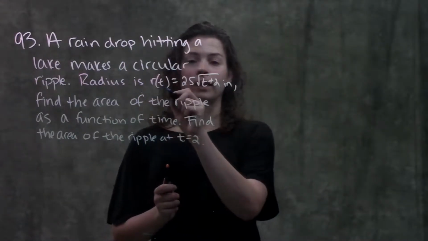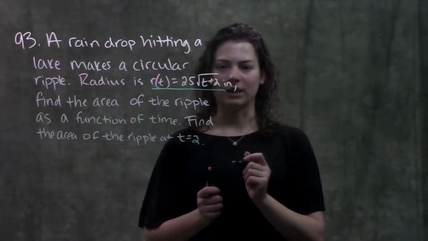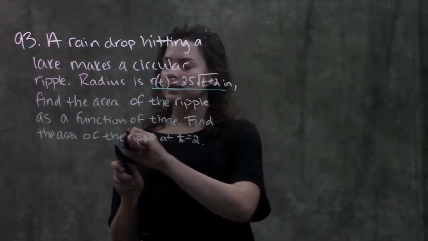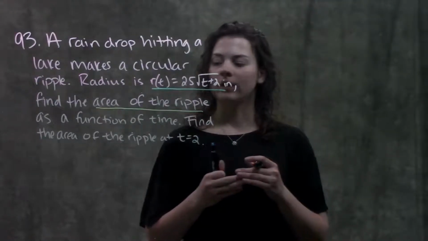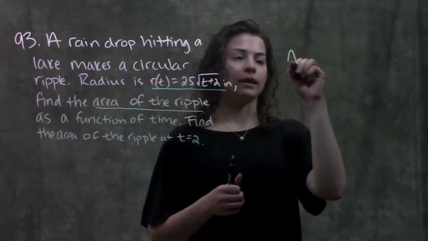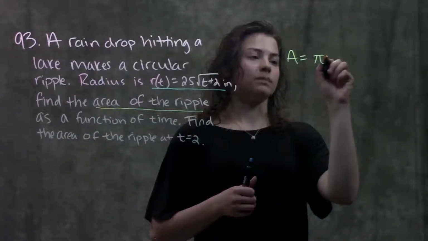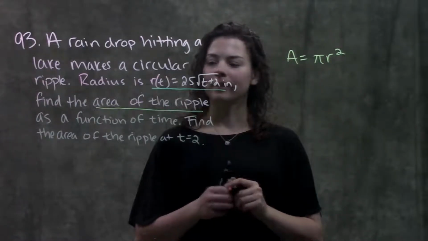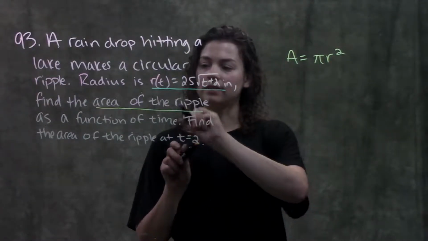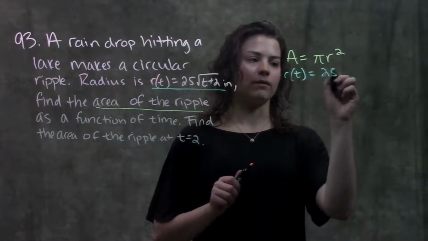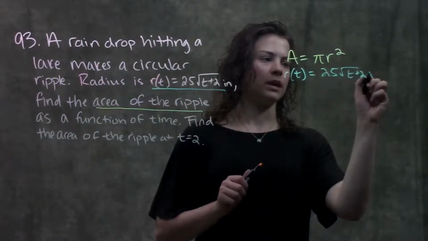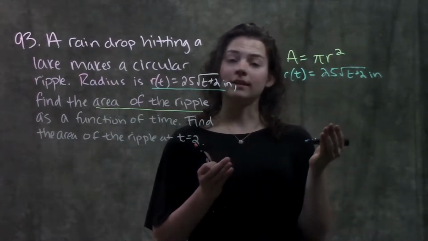So it's telling us that the radius of the circle is found by this function, and it's asking us to find the area of the ripple, or the area of the circle. Remember, area of a circle is found by area equals pi r squared, and the other function they give us is a function for radius. So we have r of t is equal to 25 radical t plus 2 inches. How do these things relate?